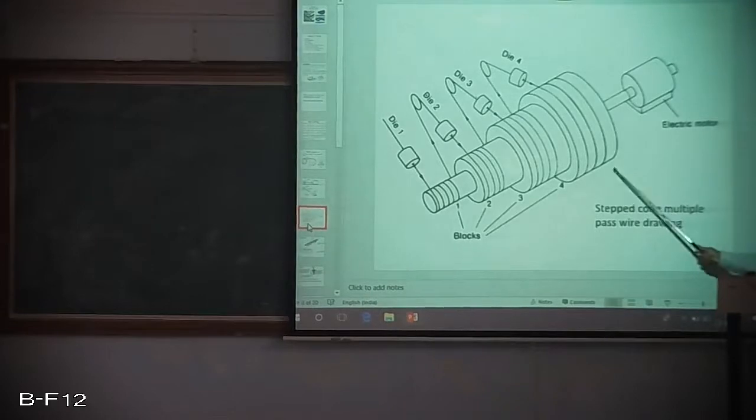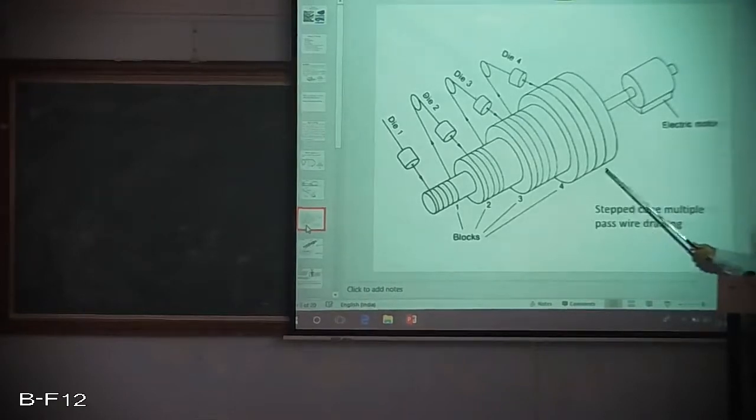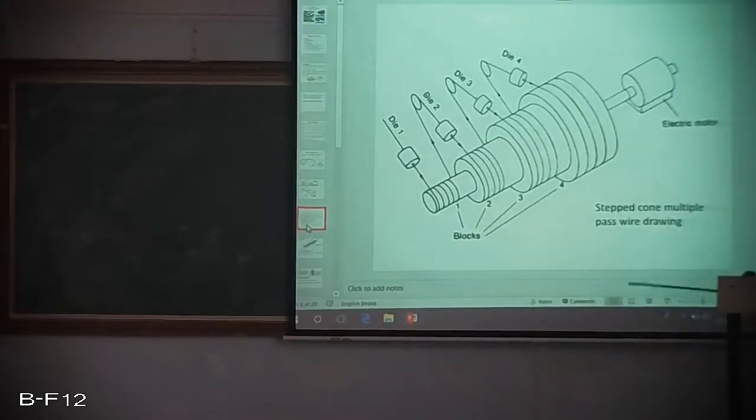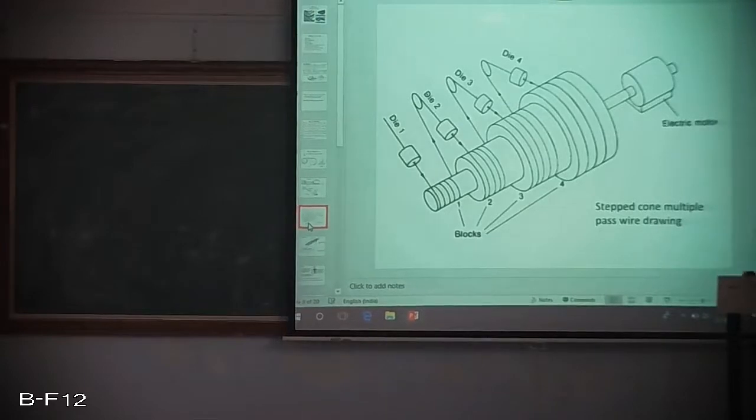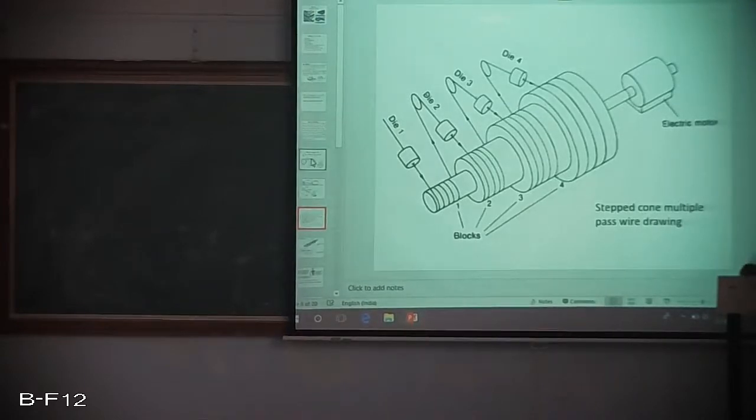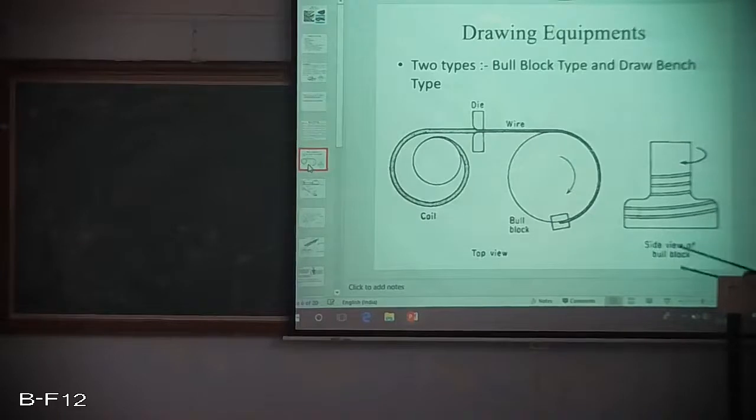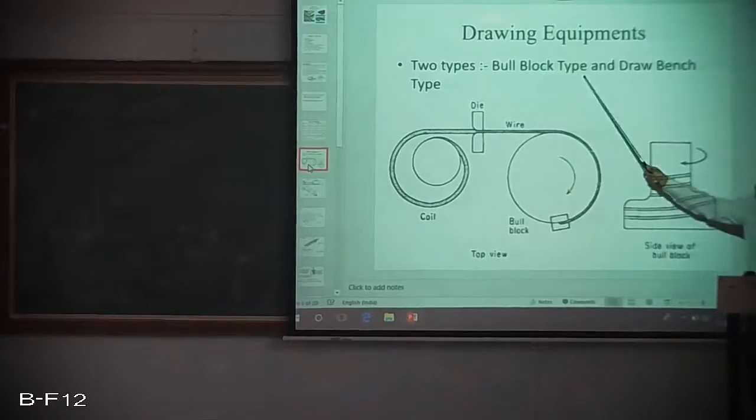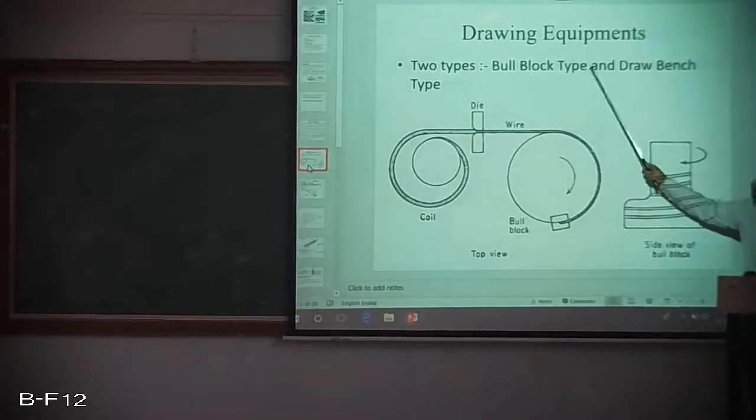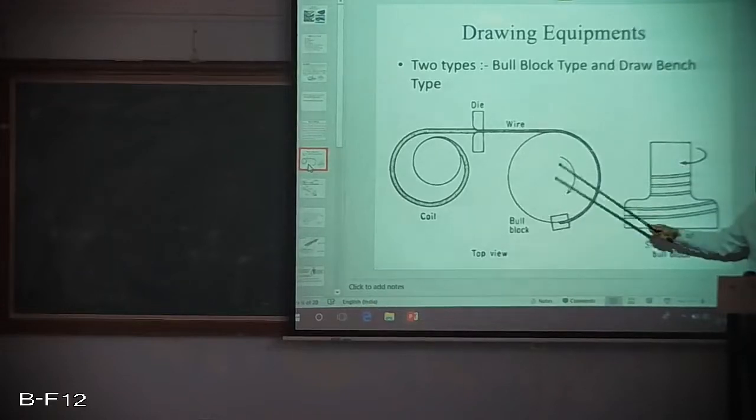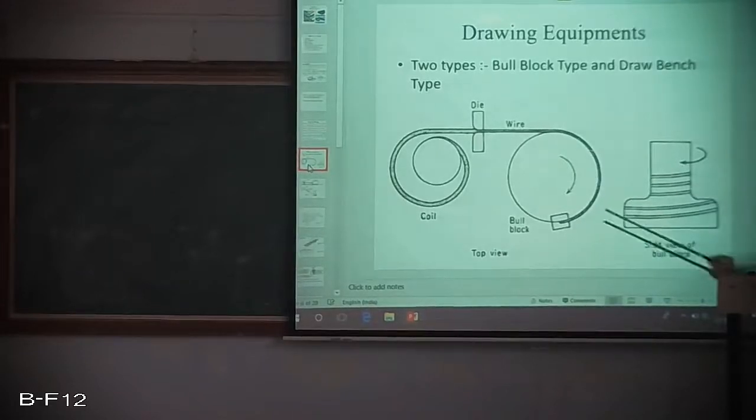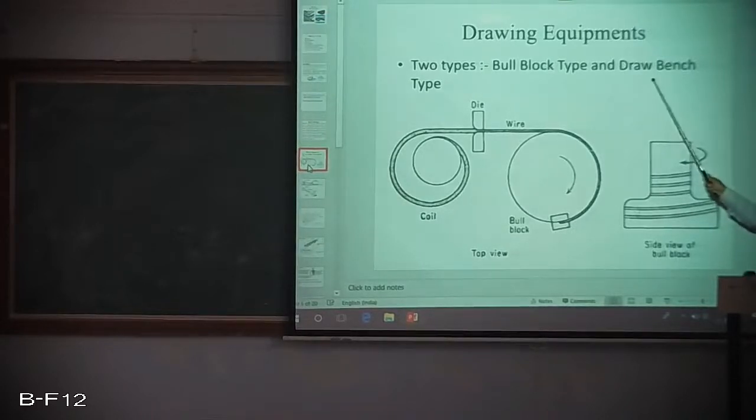So till now, the two equipments we have seen are both for wire drawing operations. The previous one was the bull block arrangement, a bull block type of equipment. Another was the stepped pulley type of equipment. But both are used for wire making. Then what is used for making rods and bars is the draw bench.